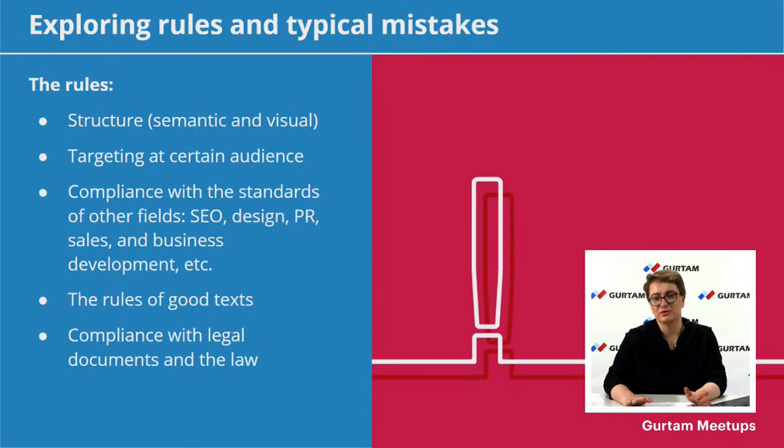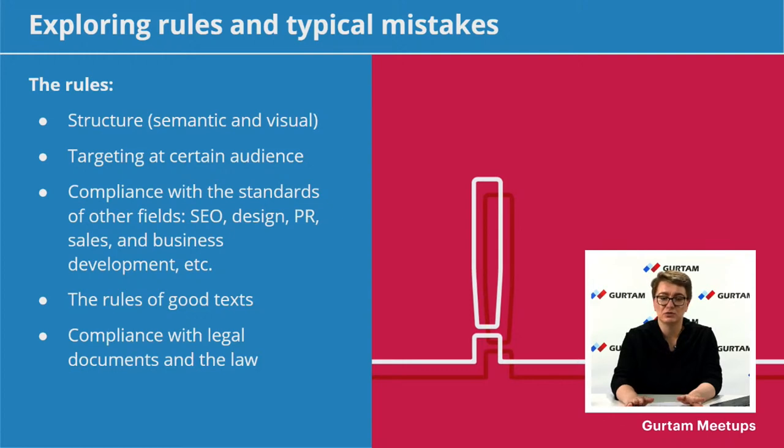Now, a little bit about the rules. We are very close to creating your first use case. And here are some rules that you have to consider to make your first use case really good. I've talked about structure a couple of times before. Here it is, the first rule. Your use case must have structure, semantic structure, which is supported by visual structure. Your use case must be targeted at a certain audience. We also spoke about that, because you have to show your client that you can do something which is very alike with his business.